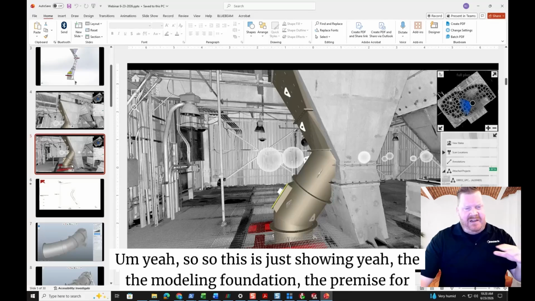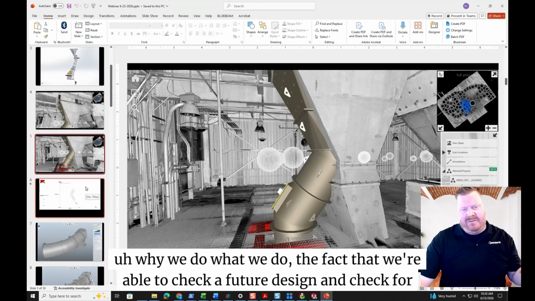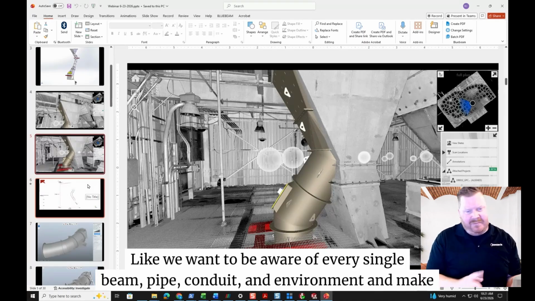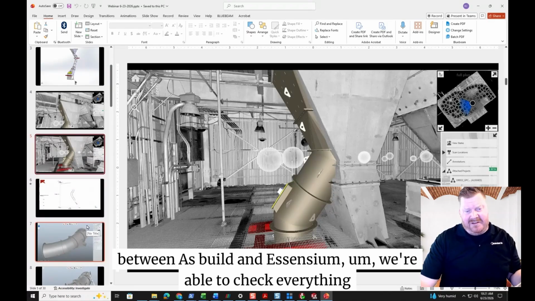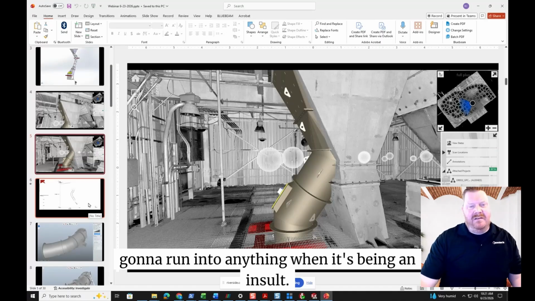So this is just showing the modeling foundation, the premise for why we do what we do, the fact that we're able to check future designs and check for any sort of clash detection. We want to be aware of every single beam, pipe, conduit, and environment and make sure the design doesn't run into anything. This will be a good segue into the next part, the value that between AsBuilt and Essentium, we're able to check everything from the beginning, when we're presenting a concept, and make sure it's not going to run into anything when it's being installed.